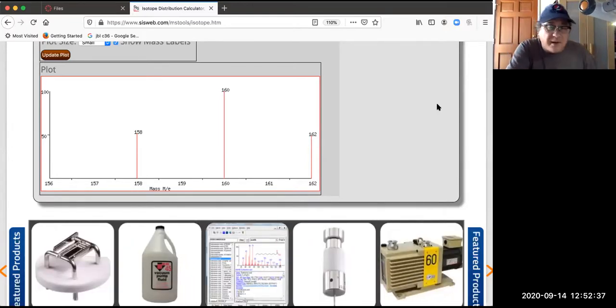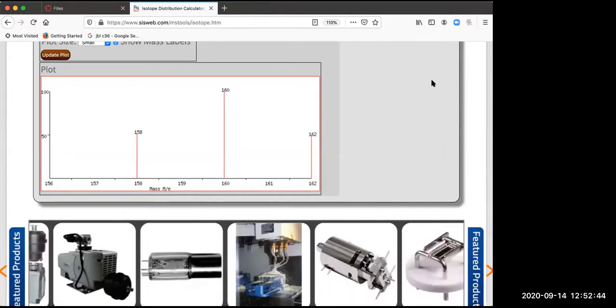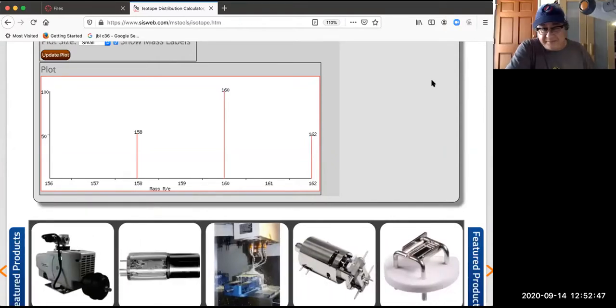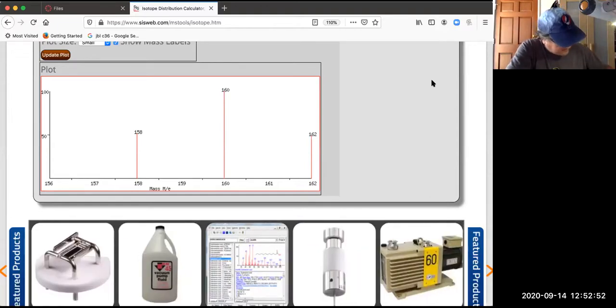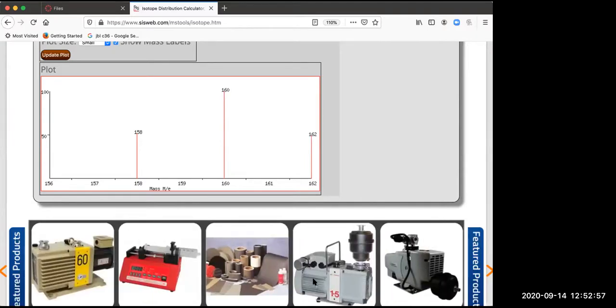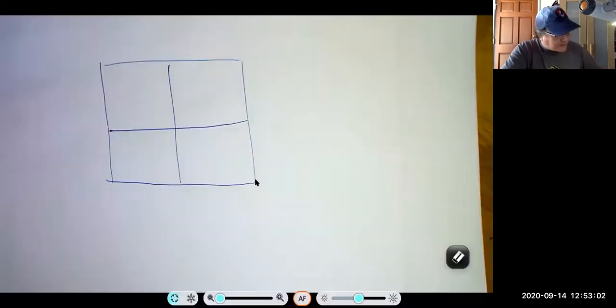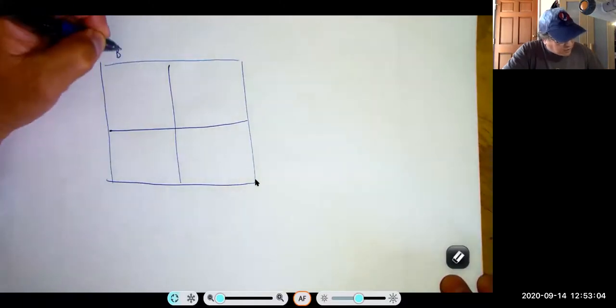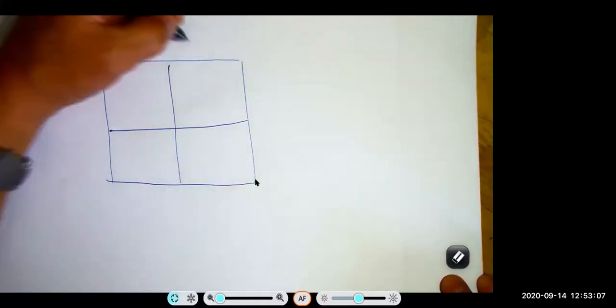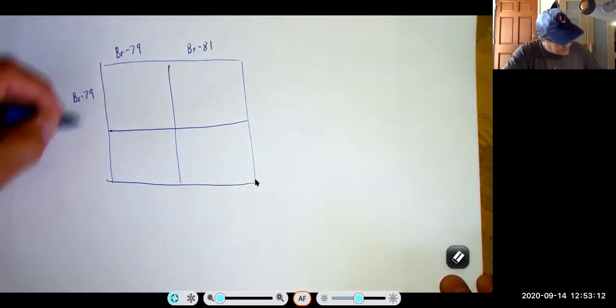Have you guys ever taken a biology class and heard of Mendelian genetics? Mendelian genetics is done with peas. Well, we can do a Punnett square here. You can't see what I'm doing because I'm not sharing with you. I'm going to share with you now. So here's a Punnett square. We're going to call this one bromine 79 and this one bromine 81. Bromine 79 and bromine 81.